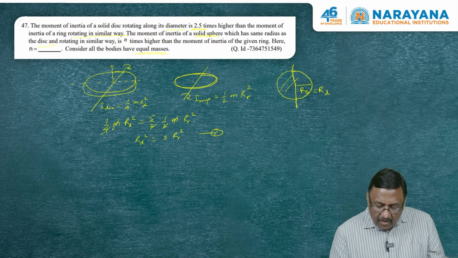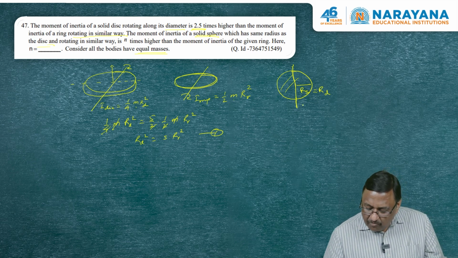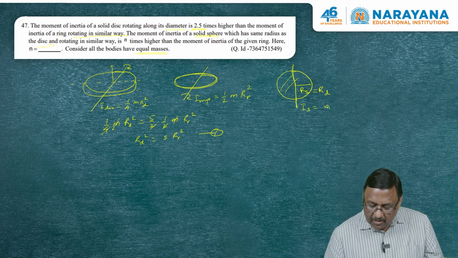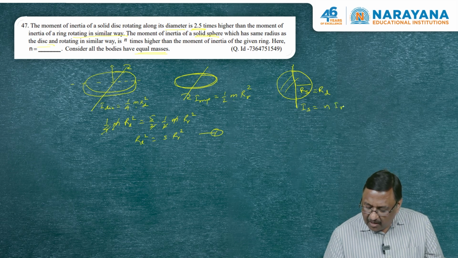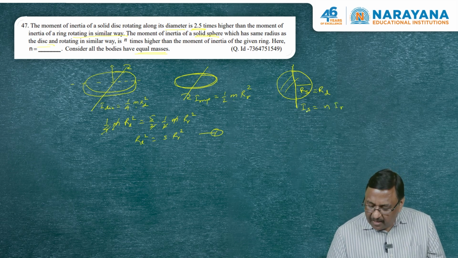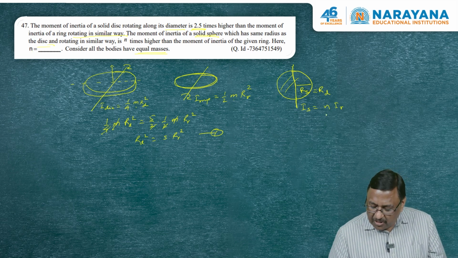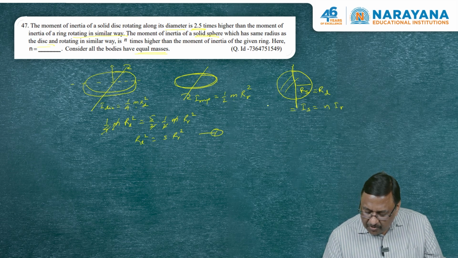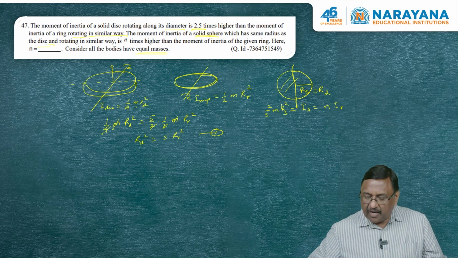In a similar way, it is n times higher than the moment of inertia of the given ring. So just see what we are writing, I of the solid sphere is nothing but n times the moment of inertia of the given ring. He is asking what is the value of n. I hope it's again a very simple question. I for the solid sphere, you know, is going to be 2 upon 5 times mass, again I am considering it to be the same, m into r of the solid sphere square.